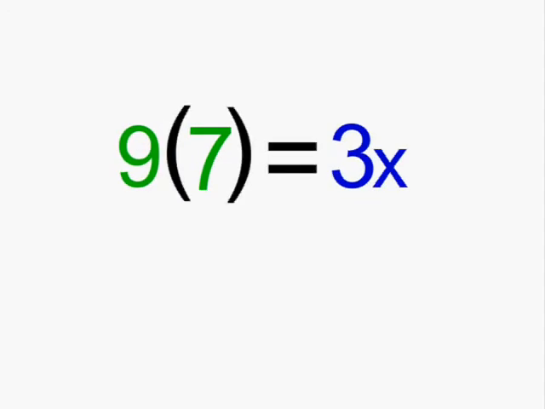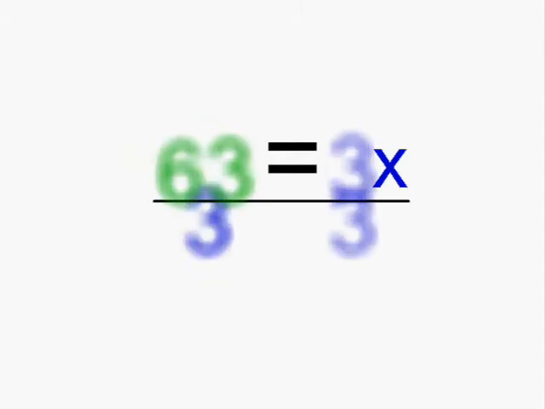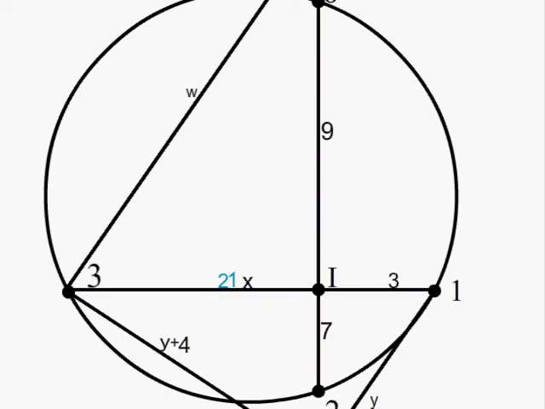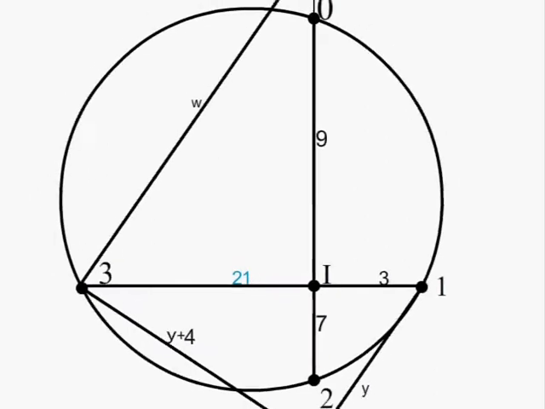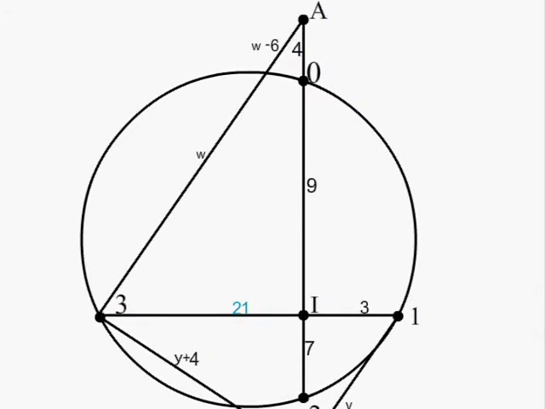So, 9 times 7 equals 3x, 9 times 7 equals 63, and divide by 3 to get 21. So the distance from station I to the 3rd safe house is 21. That's far away. What about the other lengths? Good question, my boy. Well, now let's look at these 2 secants. What's their relationship? None? They aren't people. Haha, very funny, my boy.